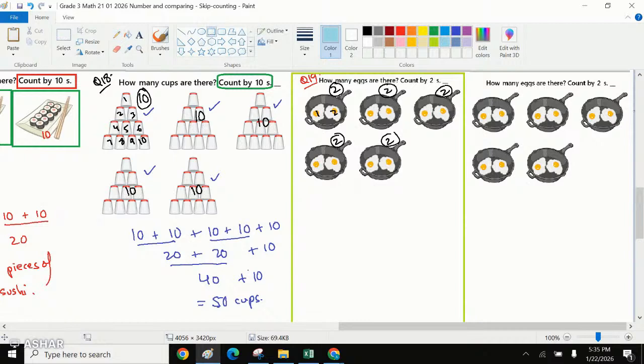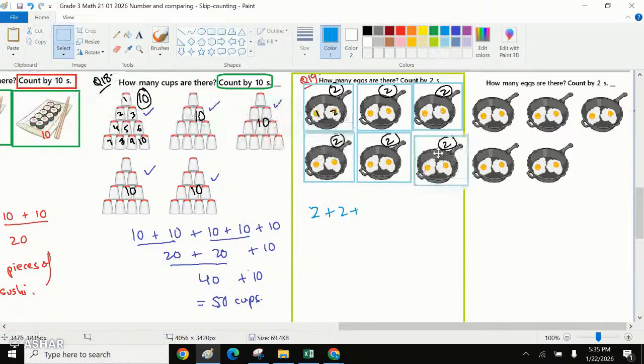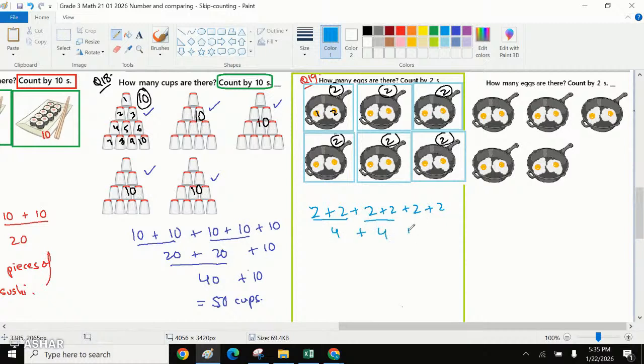We have a total of 5 pans. So adding them together would mean 2 is added 5 times, right? Or let's suppose we have one more pan. Let's just add one more pan over here. That means 6 pans. There's a reason I'm doing 6 pans over here. For the next question, I'll explain 4. Now we are adding by 4s. That is 8 plus 4. That comes out to be 12, right?